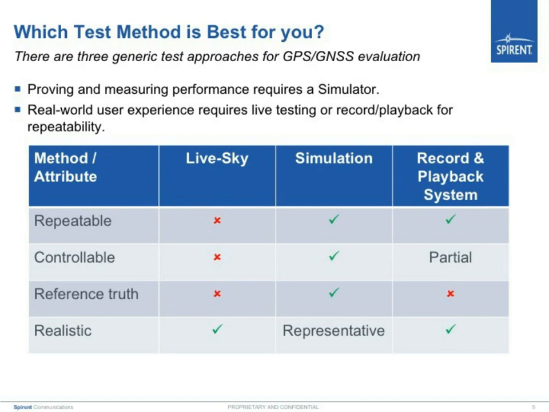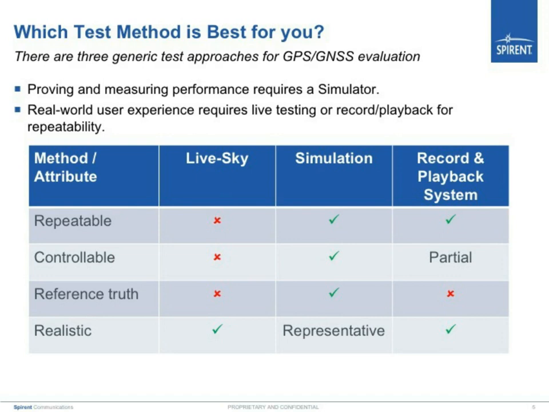For what I might call parametric testing, where you actually want to take repeatable measurements, you really need to look at simulation or record and playback. Simulation has some fantastic advantages. I'm saying that because Spirent is a simulator company, but also because it's evidenced by the fact that so many people rely on simulators for their controlled R&D testing. It's repeatable, you have control, right down to the nav data message type or the signal conditions, and it also gives you a reference truth position, so you can compare your results with a reference position.